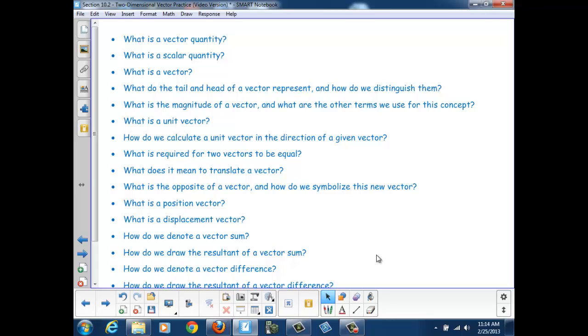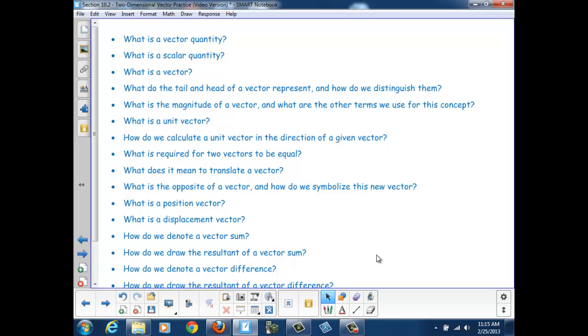What is the magnitude of a vector, and what are the other terms we use for this concept? What is a unit vector? How do we calculate a unit vector in the direction of a given vector? What is required for two vectors to be equal? What does it mean to translate a vector? What is the opposite of a vector, and how do we symbolize this new vector?